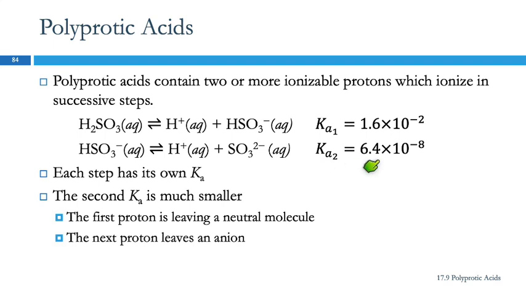The second Ka is always much smaller than the first Ka. It obviously couldn't be bigger, right? So why is the second one smaller? Well, in the first step, we have a hydrogen ion, a proton, positive charge, leaving a neutral molecule. In the second step, now we have a negative anion that is losing a positive charge, right? And so that is just electrostatically more difficult, and so this is less likely to leave than the first one is.